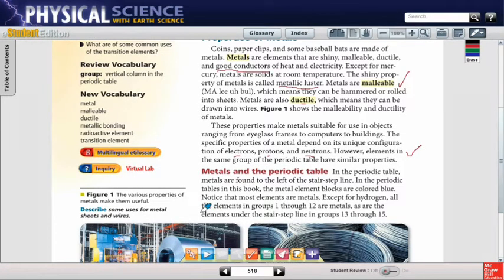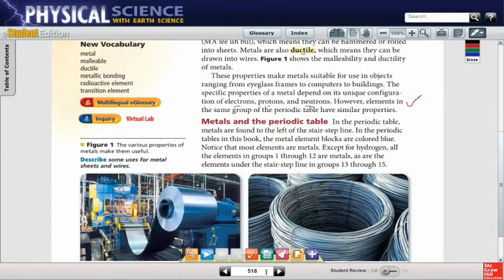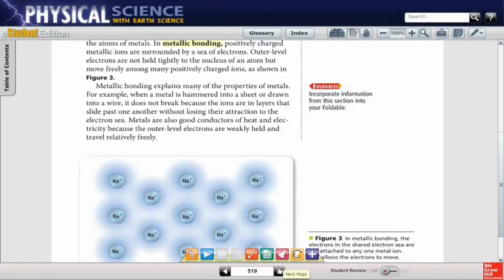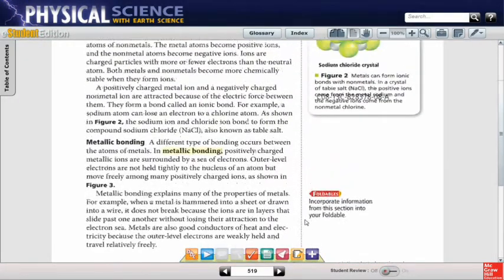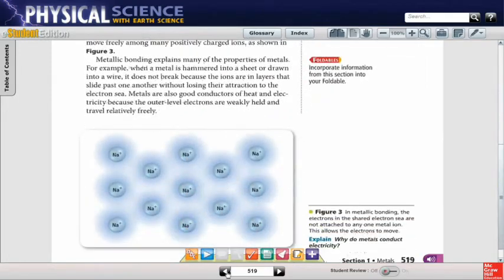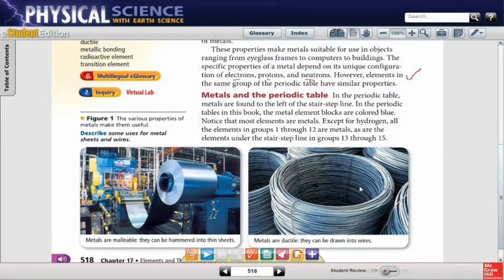Metals in the periodic table. In the periodic table, metals are found to the left of the stair-step line. Okay? So let's go see what they mean. We'll look in a second. Well, I'll tell you what. Let's go look now. Let's see. I thought we had a picture of the periodic table. Well, I'll show you what that means later.